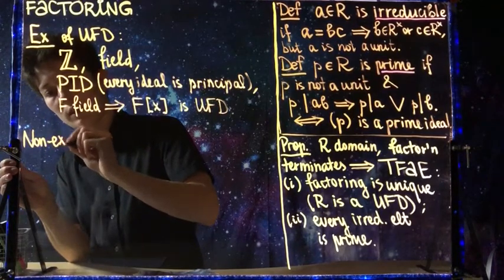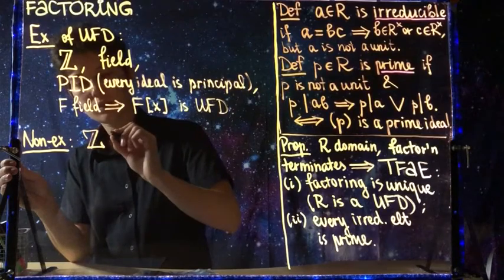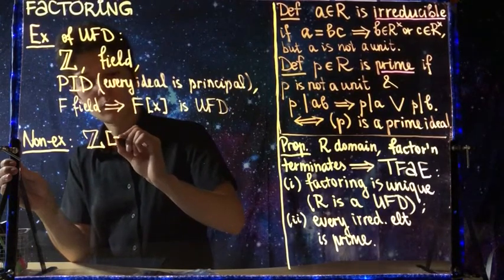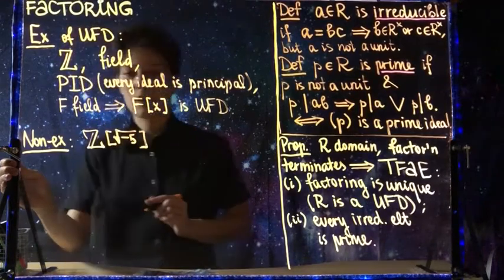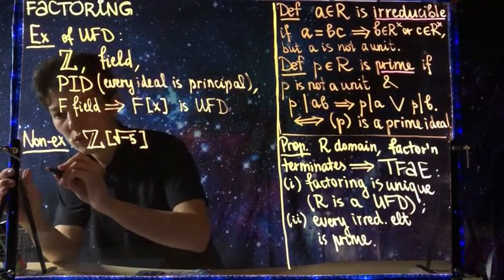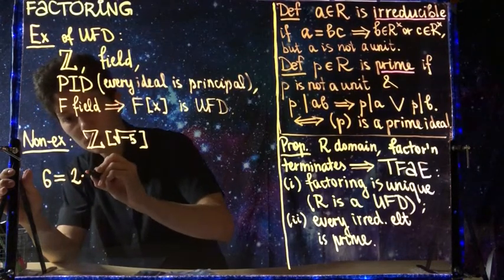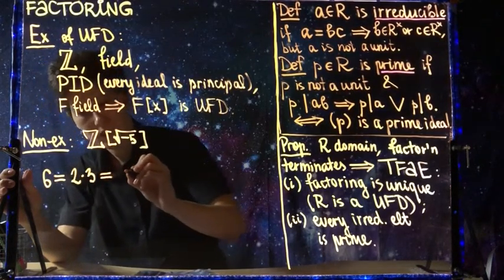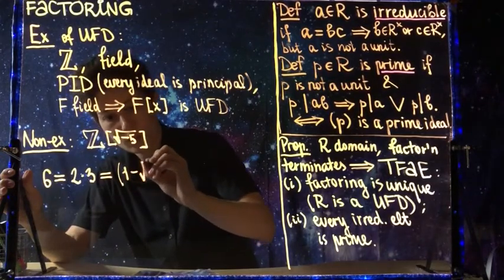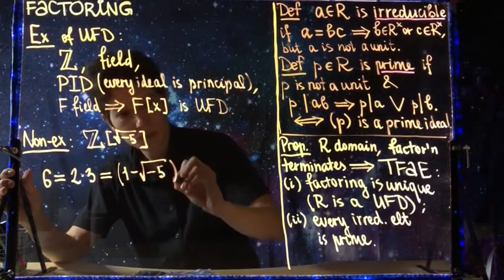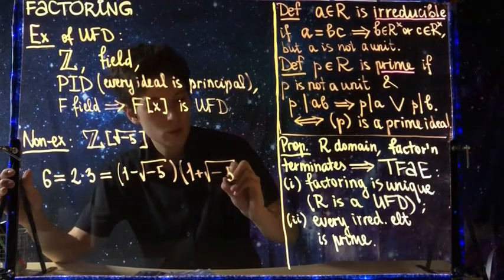And a non-example would be Z adjoin square root of -5. Because we saw that the element 6 admits two factorizations: 2 times 3 is equal to 1 minus square root of -5 times 1 plus square root of -5.